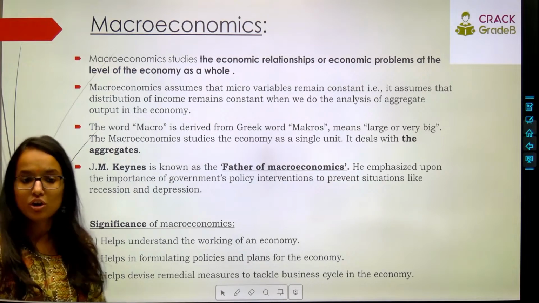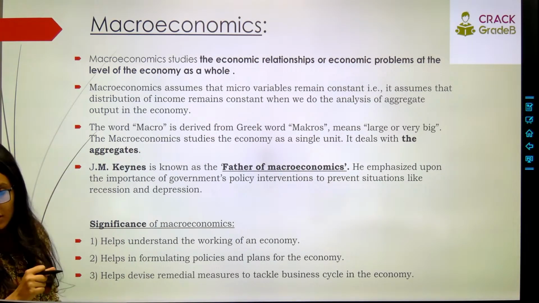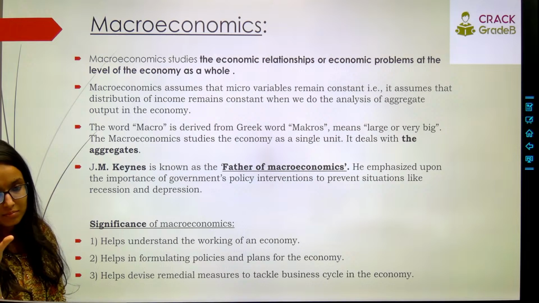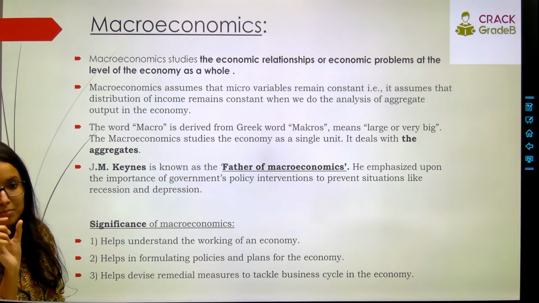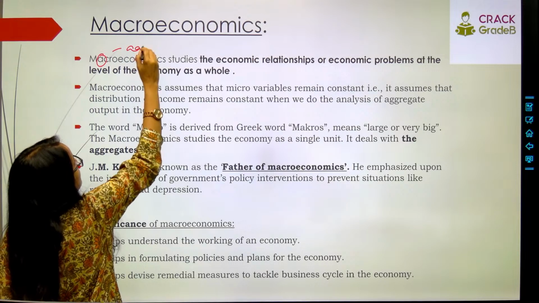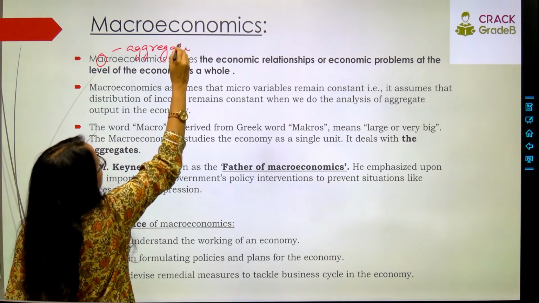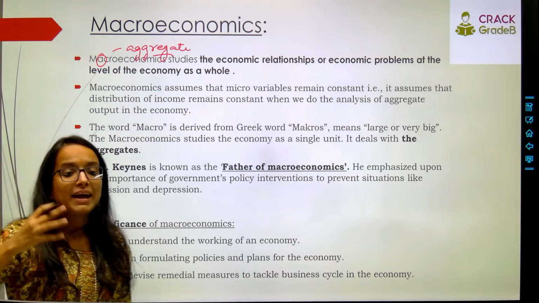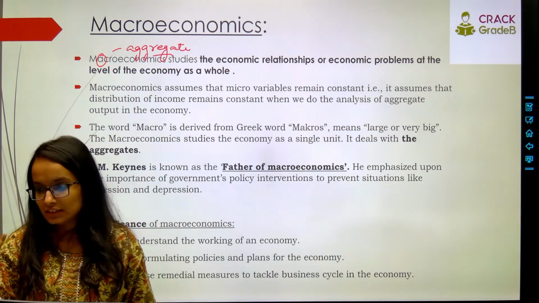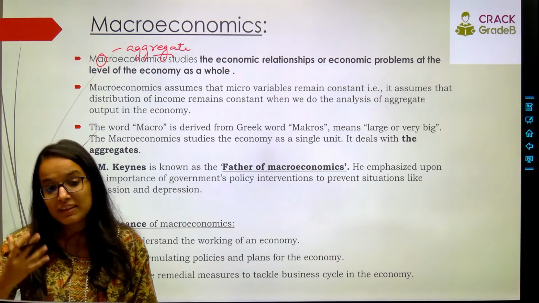Then we have something called macroeconomics. Now, remember, I told you that from I you can remember individual, and from A you can remember aggregate. A as in macroeconomics, you can remember aggregate. Now when I say macro, macro means big. The word has been derived from a Greek word macros, which means very huge, large.